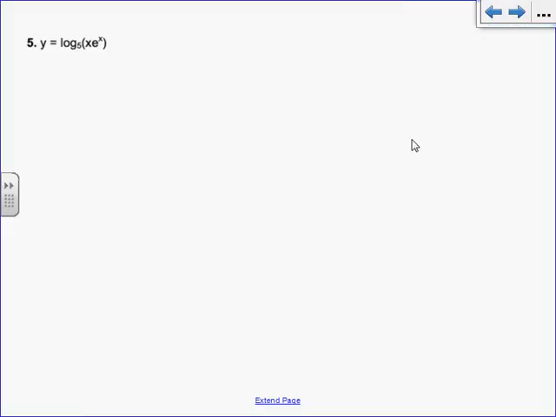All right, so this one, number 5. We're going to try to separate it if possible. So I have log base 5 of x plus log base 5 of e to the x. I pull my x to the front.